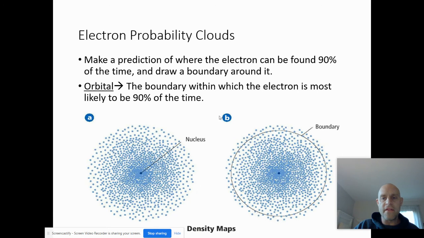So if you could do that and then draw a boundary line around it, that would be what's called a probability cloud. Now we call that an orbital. That's the boundary within which the electron is most likely to be 90% of the time. So we will say the word orbital, and I'll probably say it's an orbital because it is revolving around the nucleus, but it's not a circular ring. It's more like, think of a cloud. Clouds move, but they kind of wisp and move, and they're unpredictable, and you don't know where they're going to be. That's how electrons move too. That's how electron orbitals work.